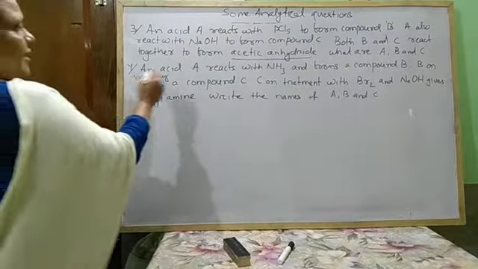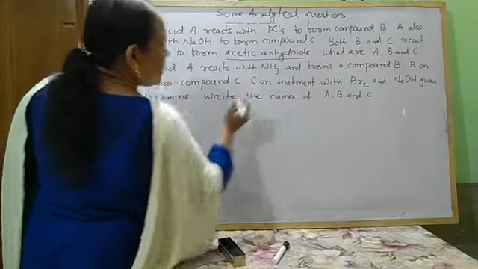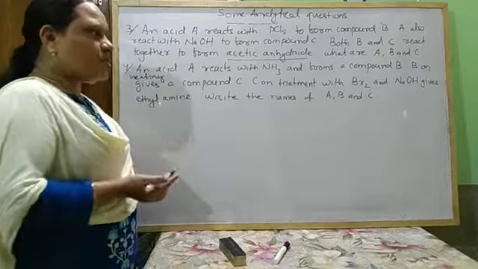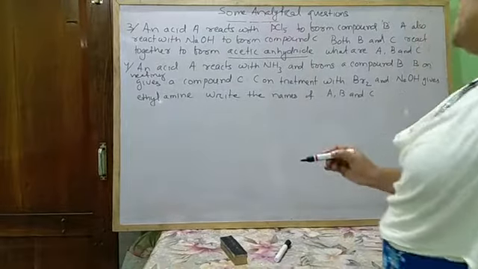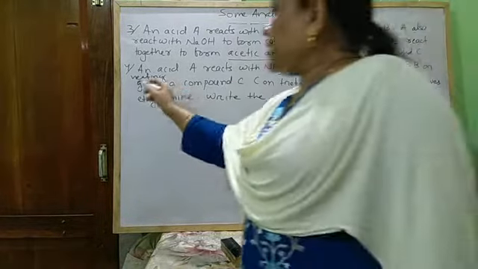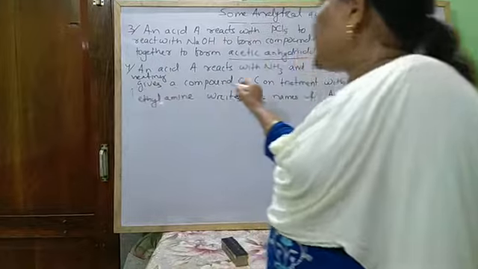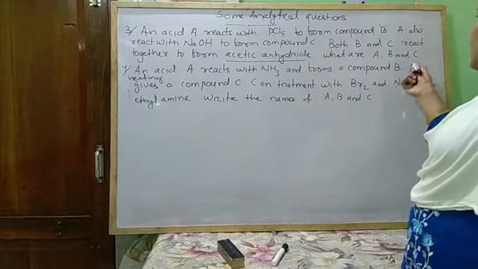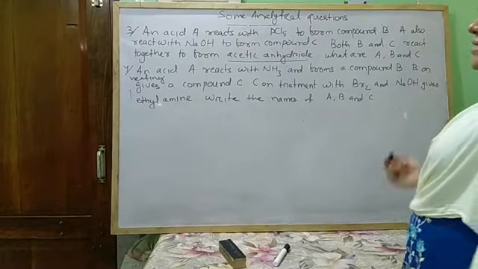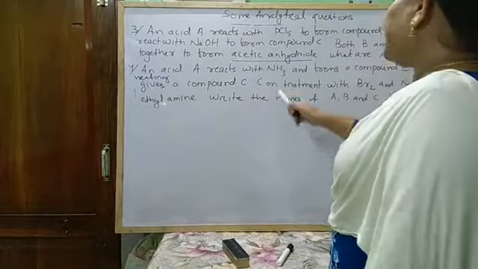An acid A reacts with ammonia. Any acid reacts with ammonia to form an ammonium salt, compound B. So this is the ammonium salt. B on heating gives a compound C. When B is heated, removal of water takes place and it forms an amide.